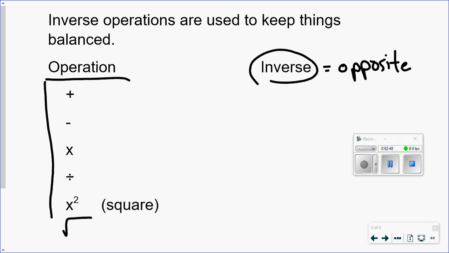So the opposite, the inverse, of addition is subtraction. The inverse of subtraction is addition. Inverse of multiplication, division. Inverse of division, multiplication. The inverse of squaring something is square rooting something. And the inverse of square rooting something is squaring something. And you should be familiar with all of these. The square and the square root might be a bit of a challenge, but you would have used them in Pythagorean theorem, so you've definitely seen it. The biggest difference is that I'm going to start calling it the inverse instead of the opposite.